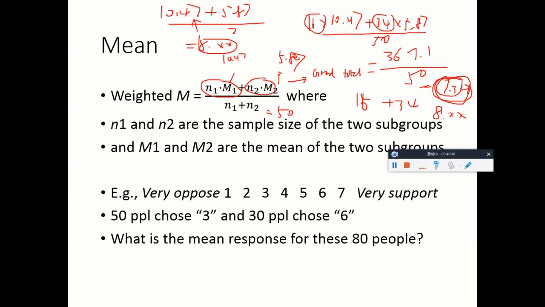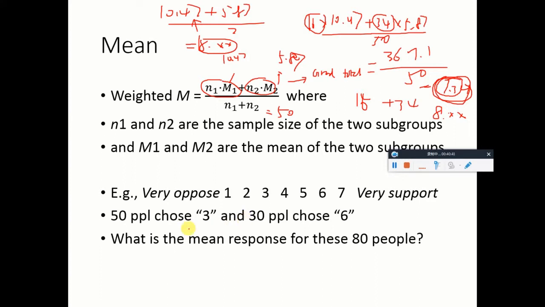What is the mean response for these 80 people? Obviously, this question is still on this slide, so you should think that maybe this formula should be used again, right? If you want to solve this problem by yourself, you should pause now, before you hear my explanation. All right, so assume that you have tried to solve this problem by yourself. Let's try to solve this together to see if you get it right.